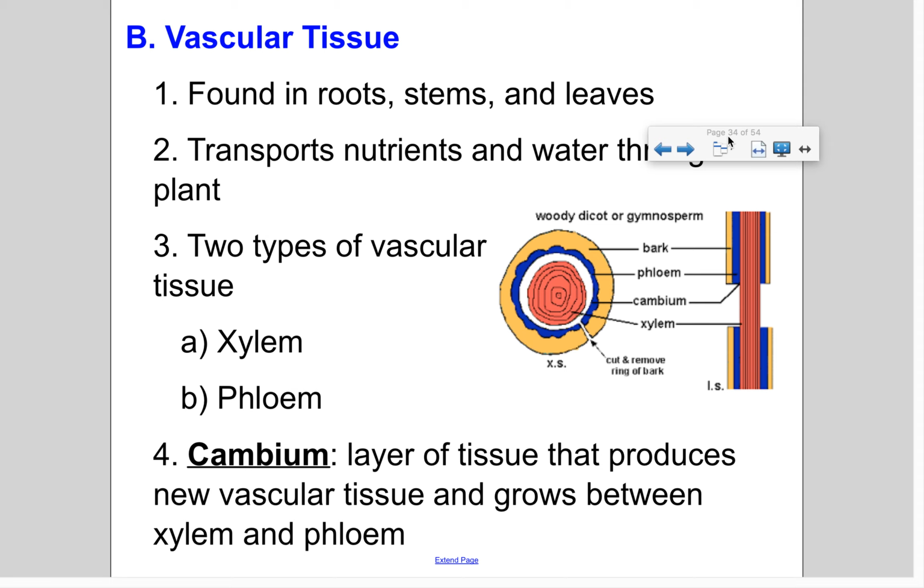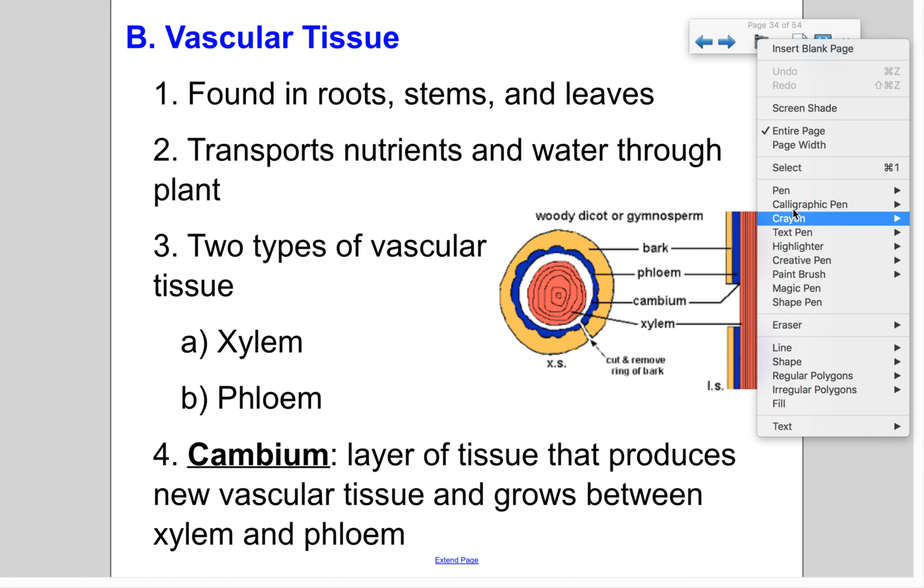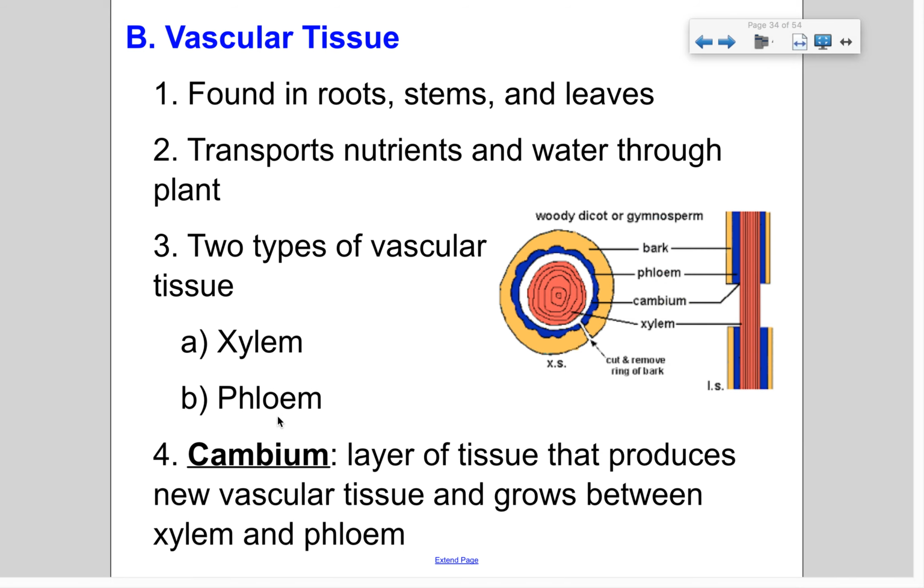So vascular tissue. Vascular tissue is found throughout the entire plant, in the roots, the stems, and the leaves. And what it does is that it moves nutrients. It could be sugars, organic materials, minerals, as well as water through the plant. There are two types of vascular tissue, xylem and phloem. And one way that I remember the difference between the two, because I think you're going to need to know the difference, phloem kind of starts with the f sound. So think food.